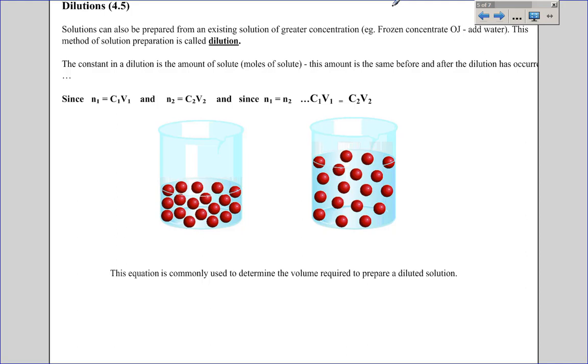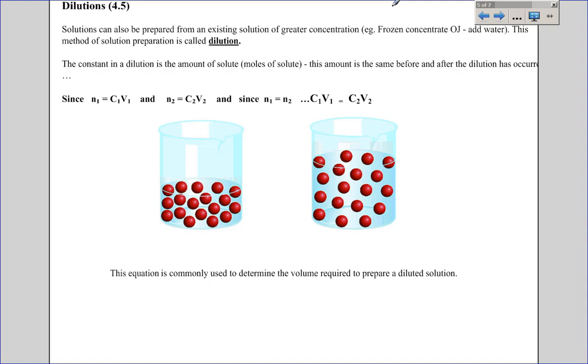Now what you'll see next in your note is that there are steps to preparing a solution. We're going to review that, and you're actually going to prepare your own solution for an upcoming lab. What we'll discuss next is how to do a dilution.